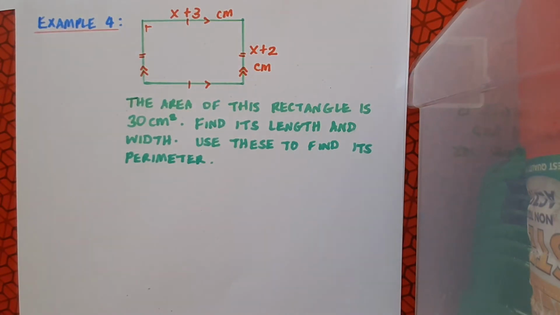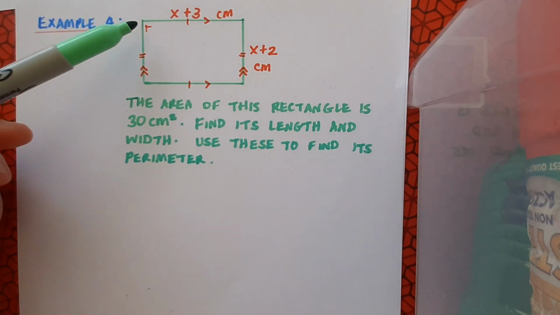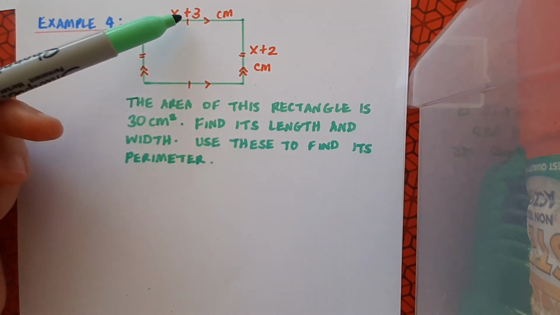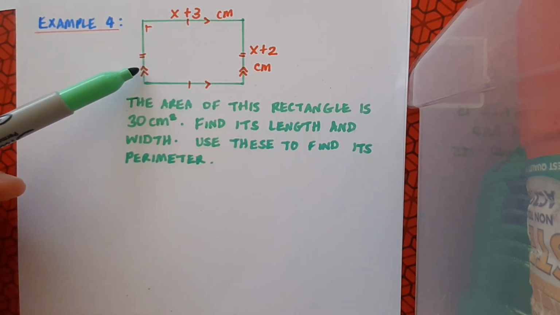Here's example 4. In this example, we have a diagram. We can tell that it's a rectangle because we're told that we've got a right angle. We're told that opposite sides are equal in length. You can see that from the dashes. And opposite sides are also parallel, which we can see because of the arrows.